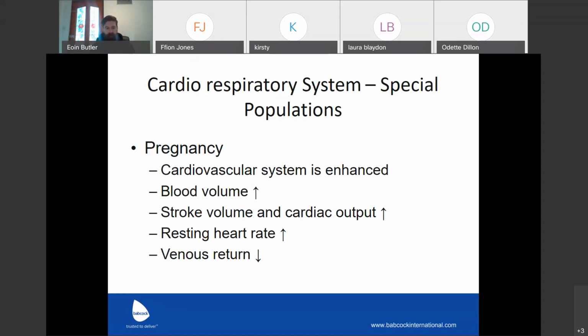Obviously, remember with pregnancy, with working with children, with working with older adults, which we're going to look at in a second, with working with disabilities, you may need extra qualifications to work with these people. Okay, so my advice would be, if you are in doubt with working with any of these populations, refer them to somebody who is more qualified.